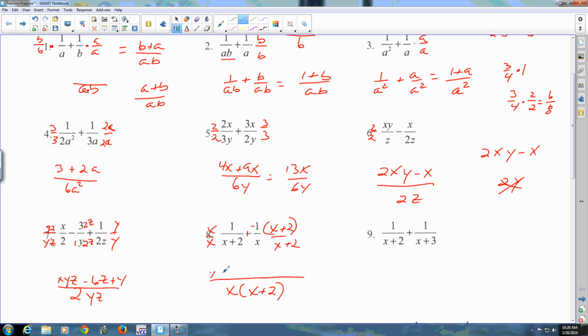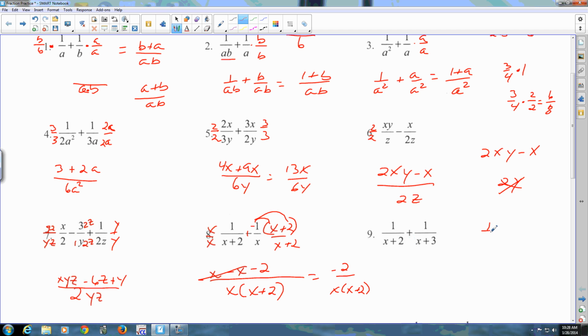1 times x is x. Now here, this has to multiply into both things. Minus x minus 2. x minus x cancels out, so your answer is negative 2 over x plus 2. That would be your final answer. You're done. You don't have to distribute that x in. If you did, it'd be fine, but I'm not requiring it.